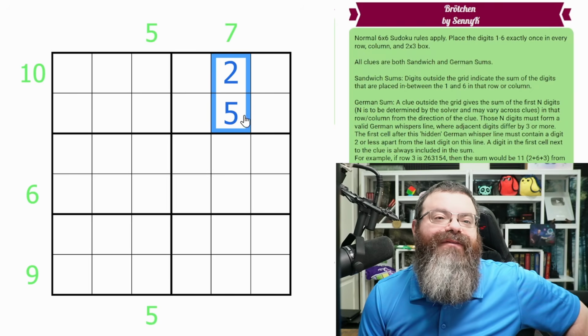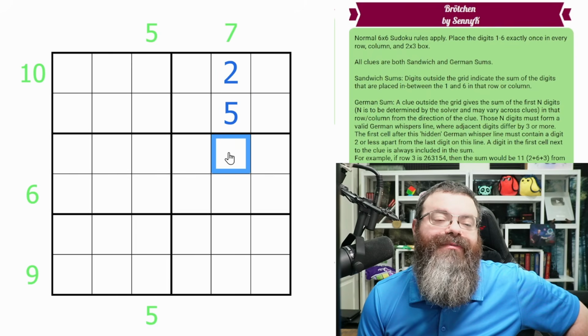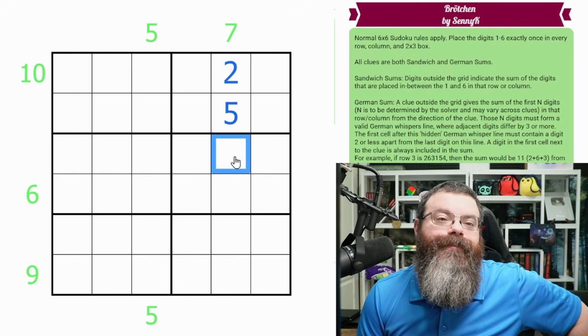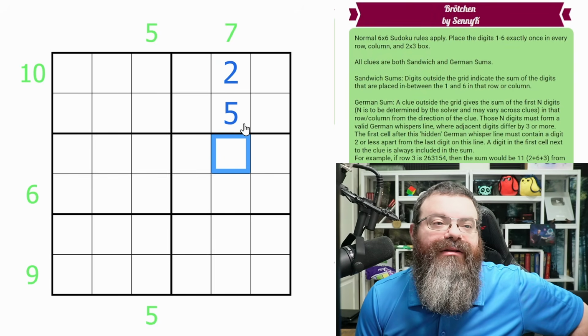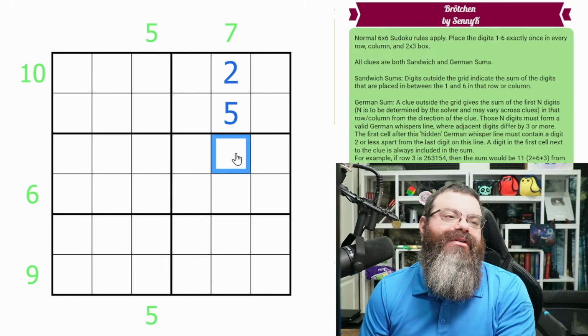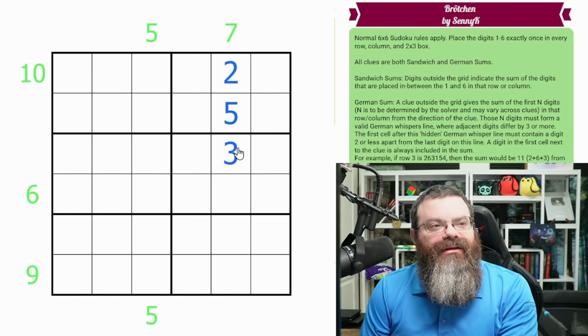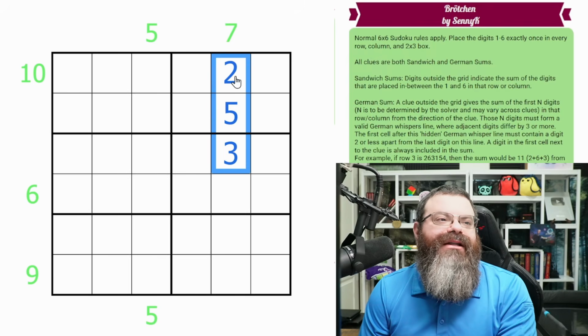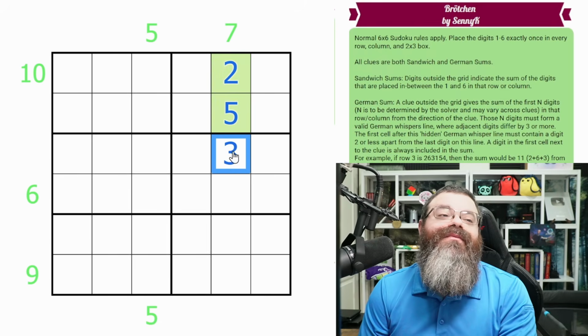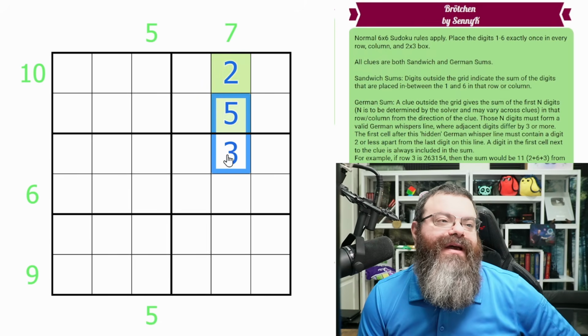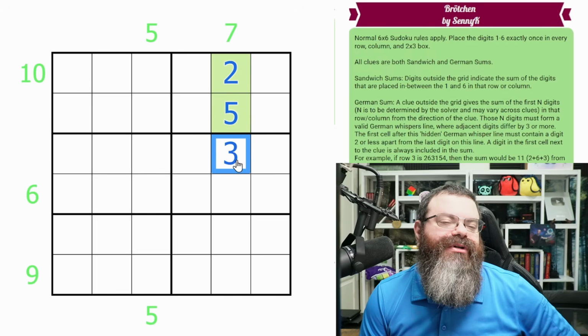The first cell after this hidden German whisper line must contain a digit 2 or less apart, so a non-valid German whisper jump. A digit in the first cell next to the clue is always included. So if we were to make this, say, a 3, what we do here is we've got 2, 5. The 2 jumping to the 5 is at least 3 different, so it's included in our sum. But then we hit the 3, and the 3 is not a valid jump. A 3 is a jump of 2, which isn't 3 or more.